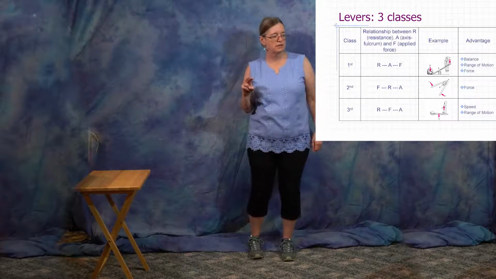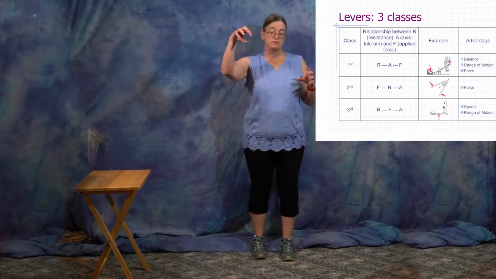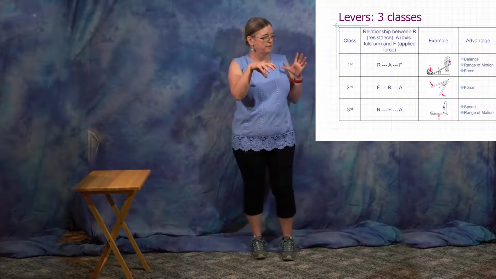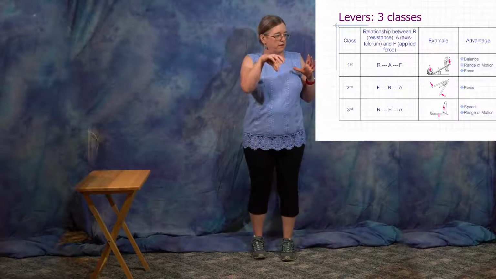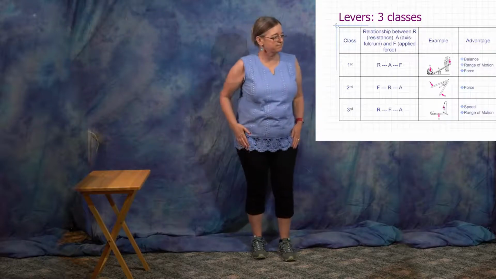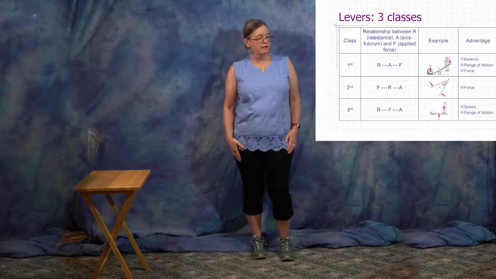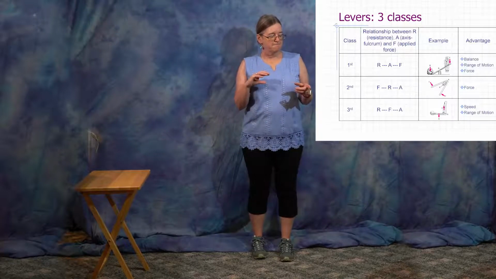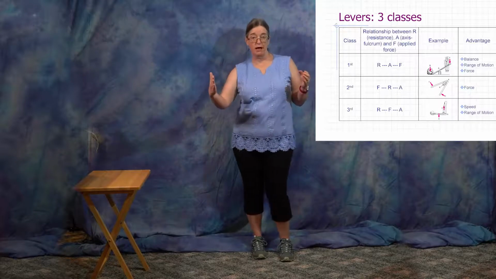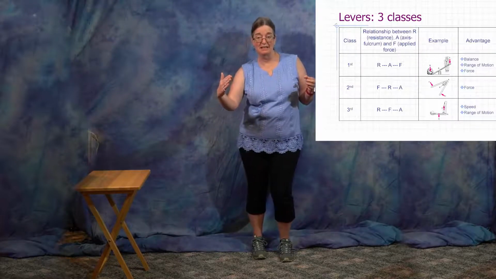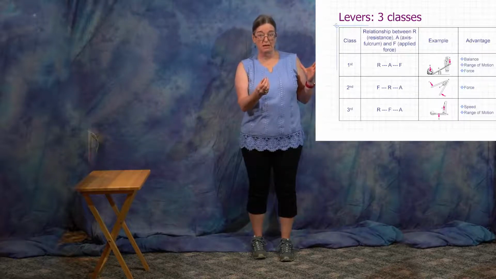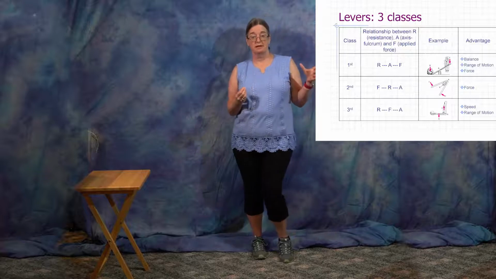Second class is where you have the axis or fulcrum at one end, you have your load in the middle, and you have your applied force at the end. And the last one is the third class lever, where again your fulcrum or axis of rotation is at one end, the applied force is in the middle, and the load force is at the end.